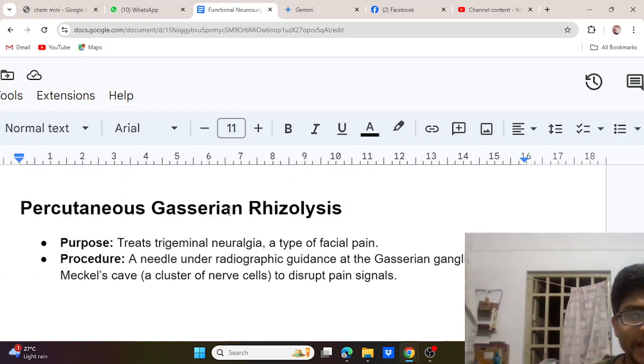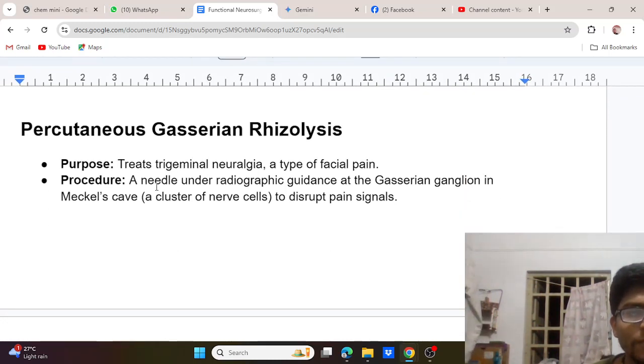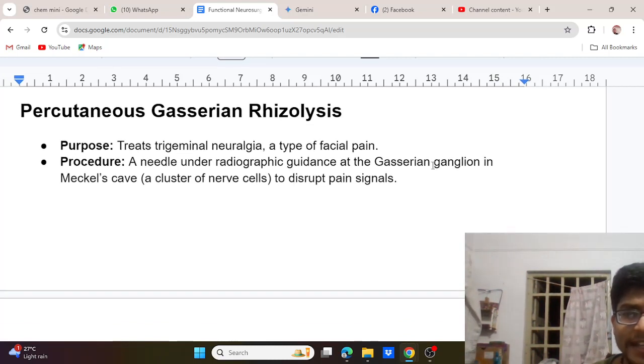Then we have percutaneous Gasserian rhizolysis, which is useful for trigeminal neuralgia. And here we go for needle placement under radiographic guidance in the Gasserian ganglion in the Meckel's cave, which is a cluster of nerve cells, to disrupt the pain signals.